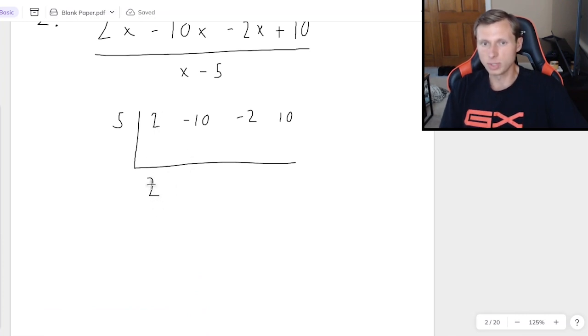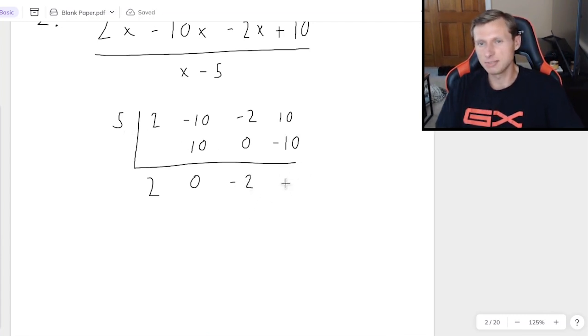Okay, so first I'm going to pull down the 2, like I always do, and then I say to myself, what's 2 times 5? Well, that's going to be 10, which goes here, and then negative 10 plus 10 is 0, and luckily 0 times 5 is still 0. Then I got to do negative 2 plus 0, which is negative 2. And then finally, negative 2 times 5 is negative 10. 10 minus 10 gives us 0.